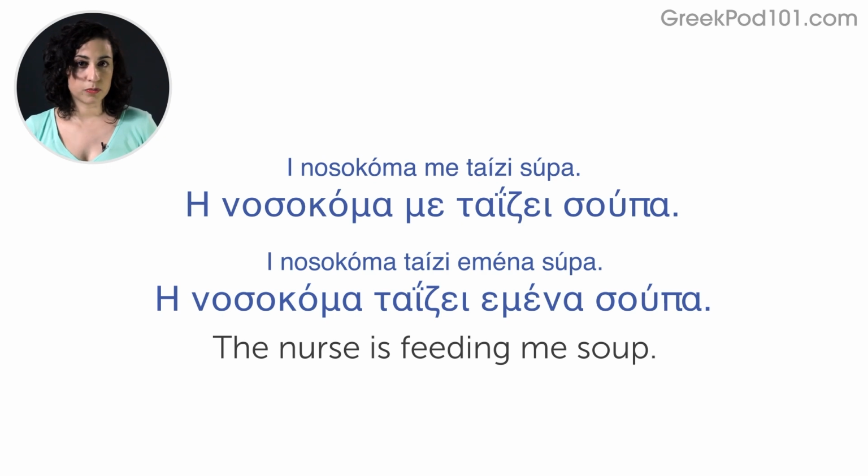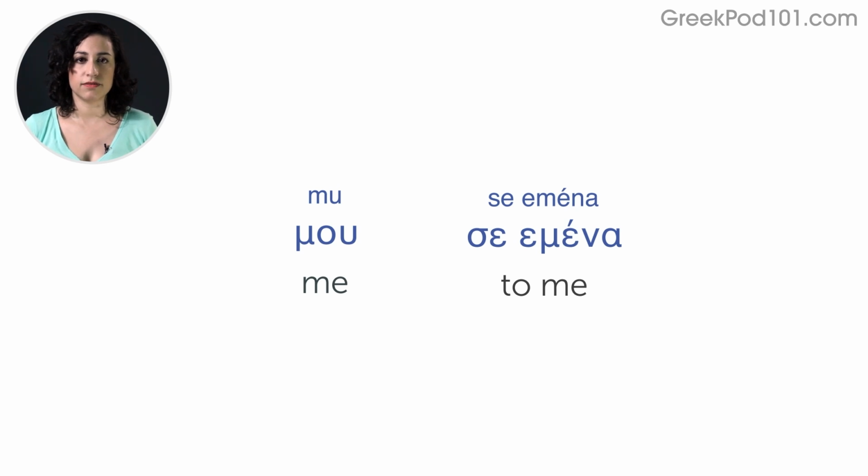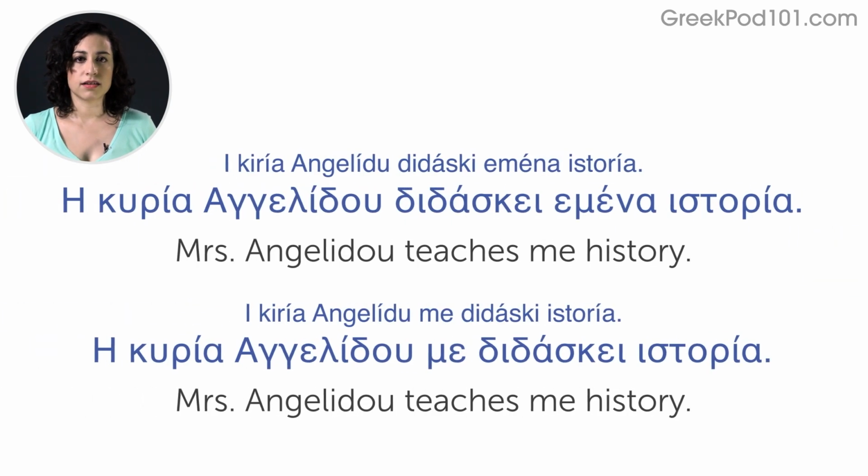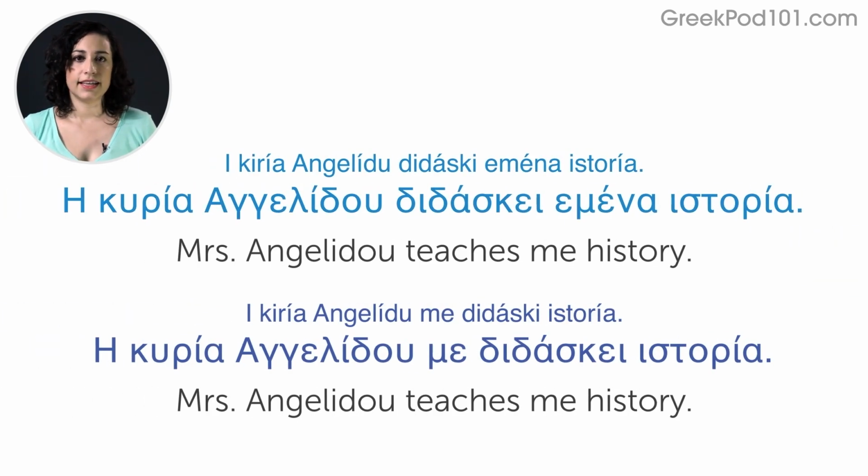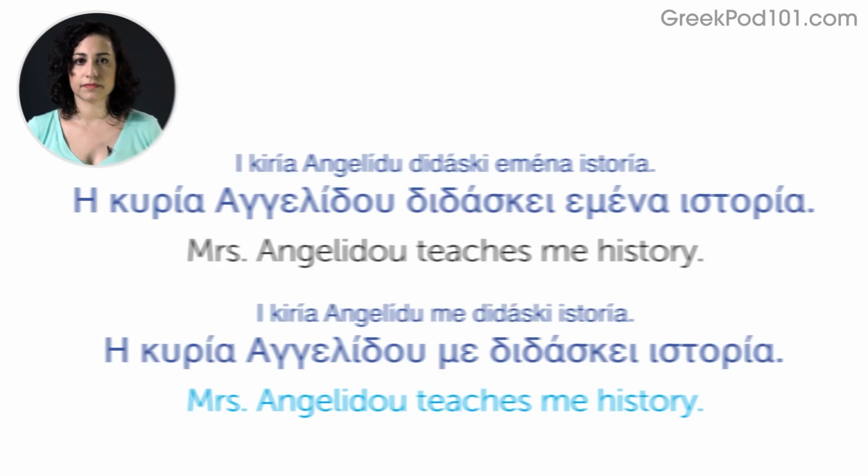Remember, a weak object pronoun in accusative like με can usually be replaced by its equivalent strong form in accusative like εμένα, while a weak object pronoun in genitive like μου can be replaced by a preposition plus its equivalent strong form in accusative like σε εμένα, to me. Here are some related sample sentences. Η κυρία Αγγελίδου διδάσκει εμένα ιστορία. Mrs. Αγγελίδου teaches me history. Η κυρία Αγγελίδου με διδάσκει ιστορία. Mrs. Αγγελίδου teaches me history.